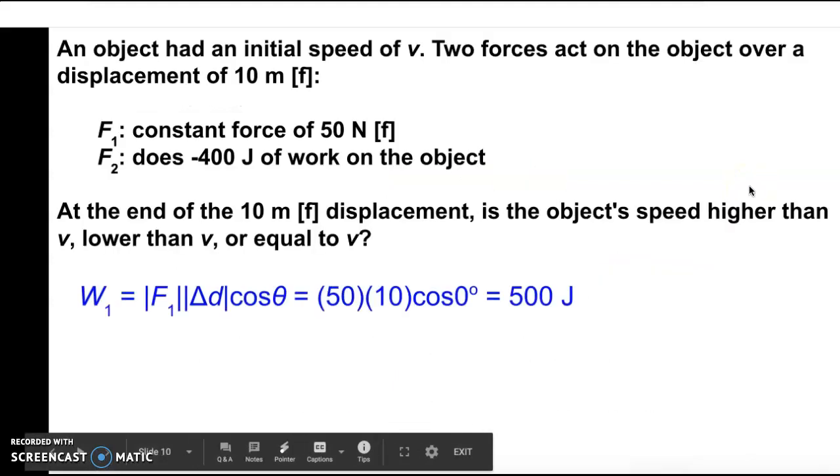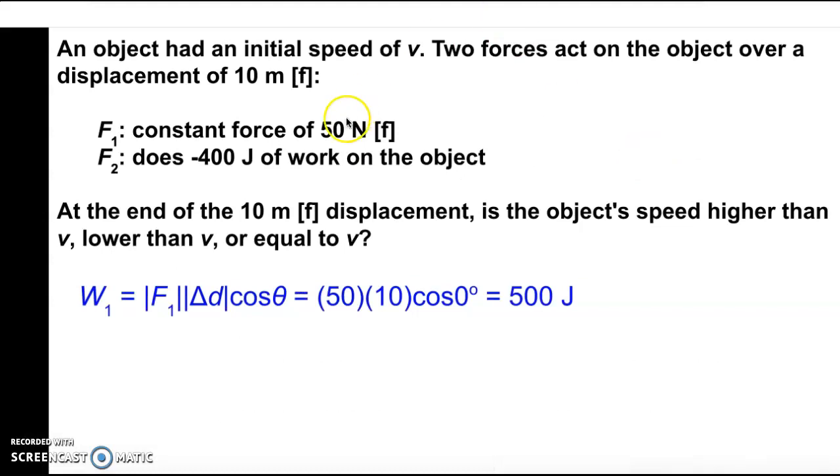So a couple of questions related to that. An object had an initial speed of v. Two forces act on the object over a displacement of 10 meters forward. The first force is a constant force of 50 newtons forward. And F2, the second force, does negative 400 joules of work on the object. At the end of the 10 meter forward displacement, is the object's speed higher than v, lower than v, or equal to v? I already have the first step written out, actually. I meant to hide it, but oh well.